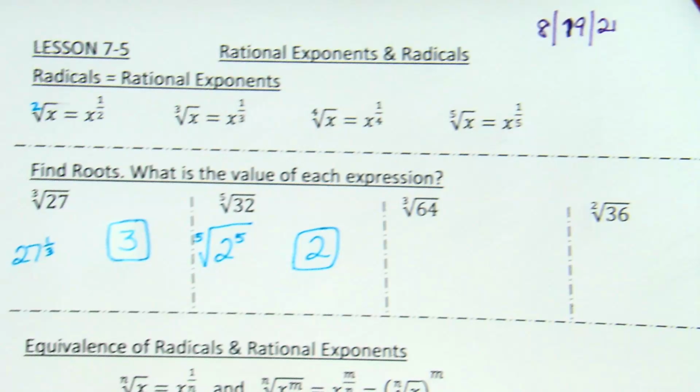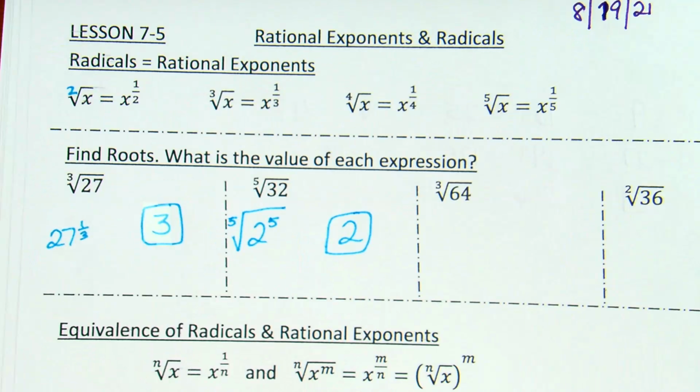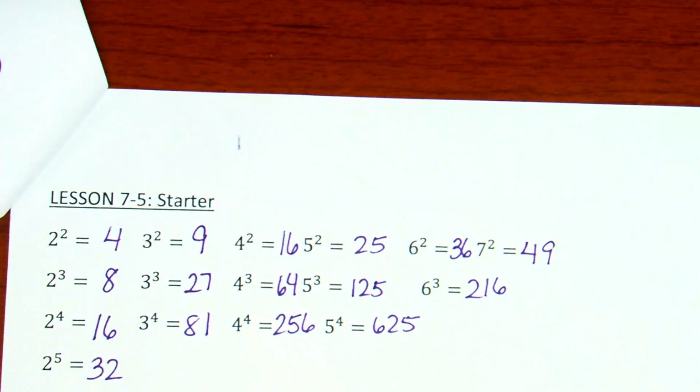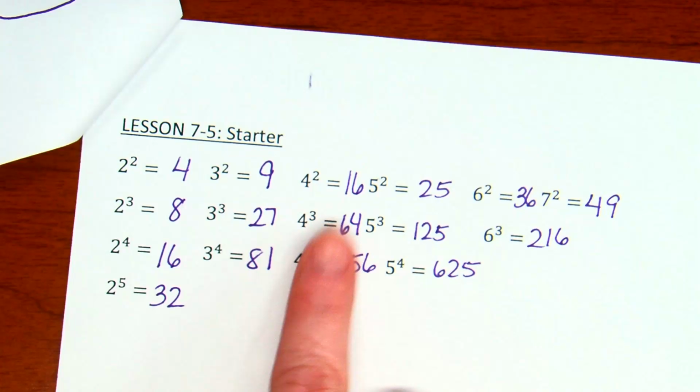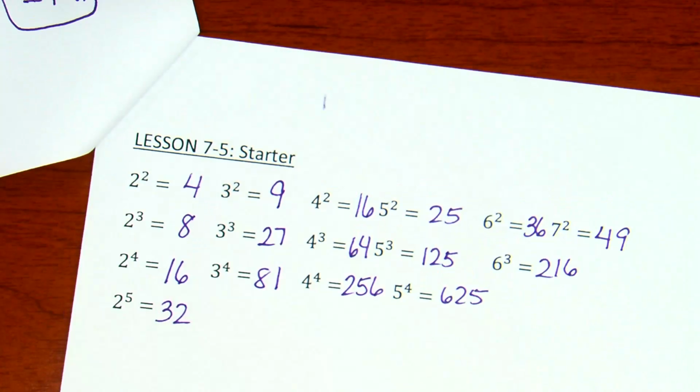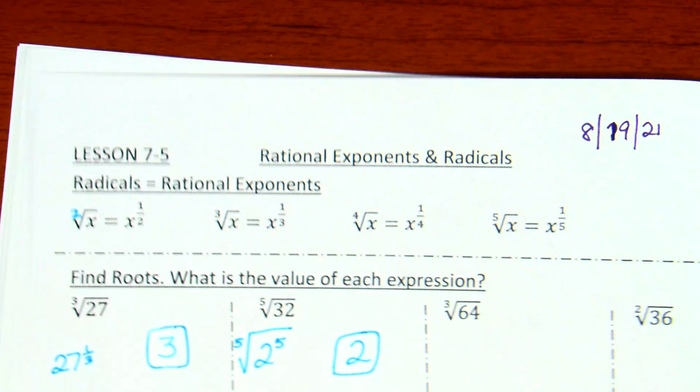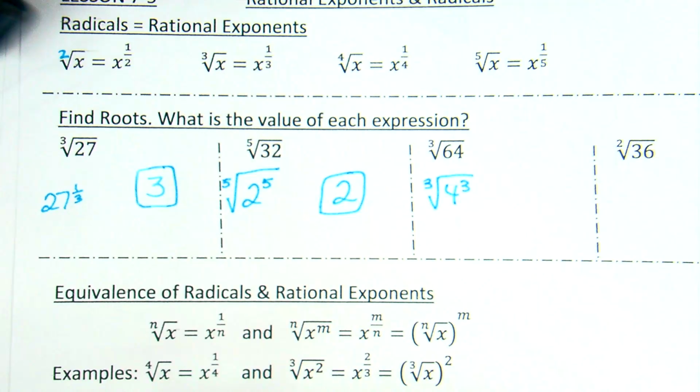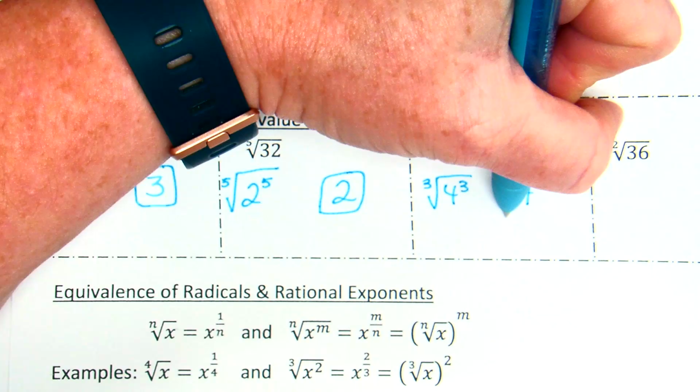Okay. What about the cube root of 64? I need 3 things that multiply to be 64. And here's my thought. Where's 64 on this paper? 4 to the 3rd, yes? So 4 times 4 is 16, times 4 is 64. So the idea here is that 64 is 4 to the 3rd. What's the cube root of 64? 4. It is 4.